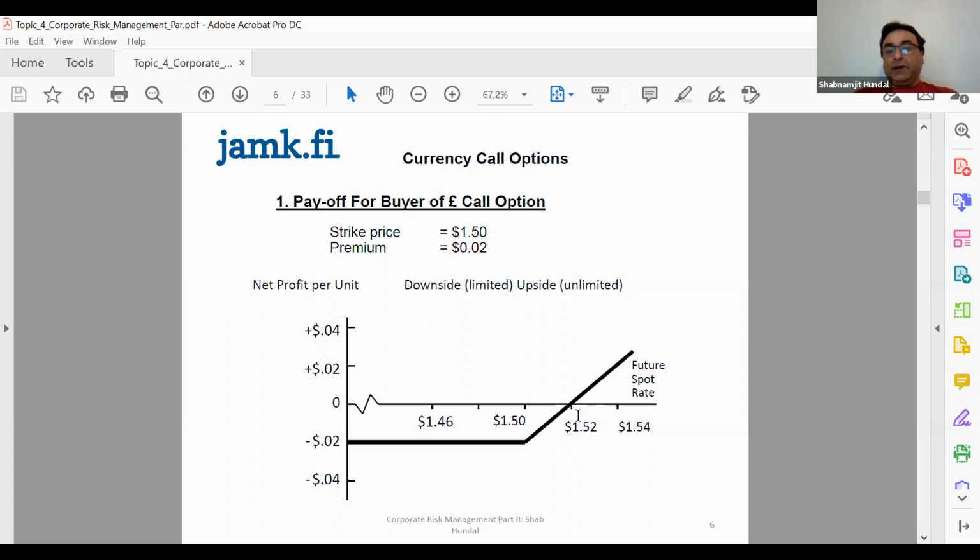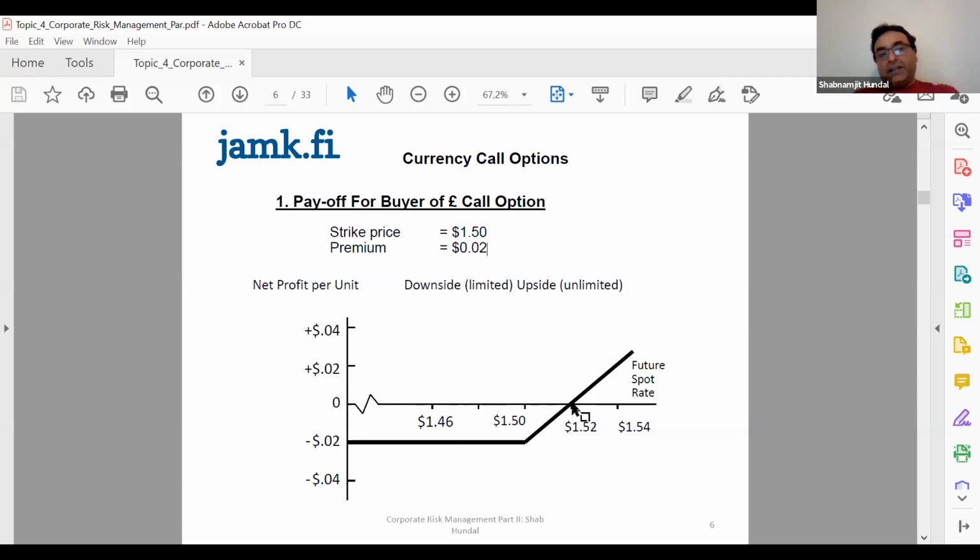Okay, but if you don't buy from the market and you buy from this broker, it costs you 1.52. You save 2 cents basically, but this 2 cent is exactly equal to the premium. So your gain and loss cancel out, and you can see that at the market price 1.52, you are having a zero payoff, which means that neither you gain anything nor you lose anything.